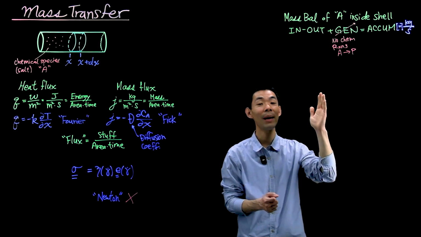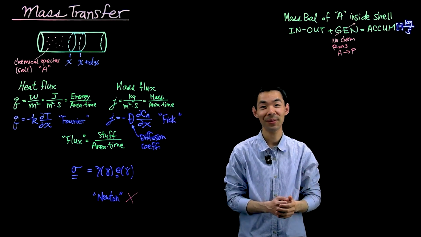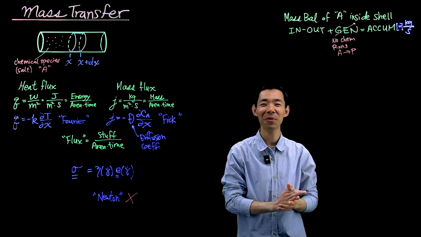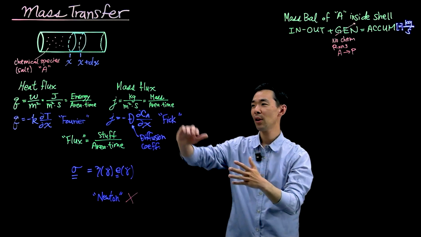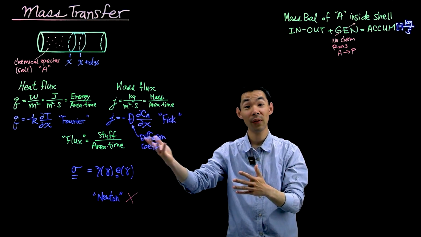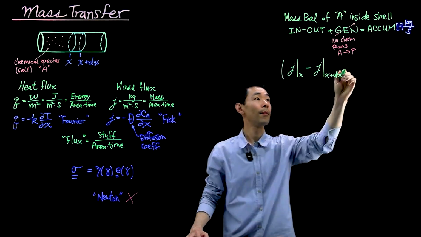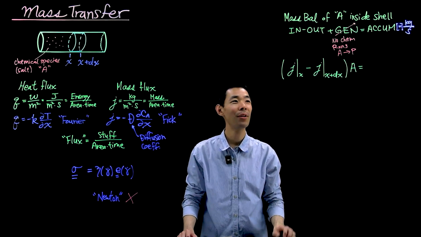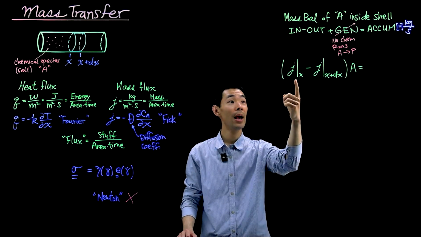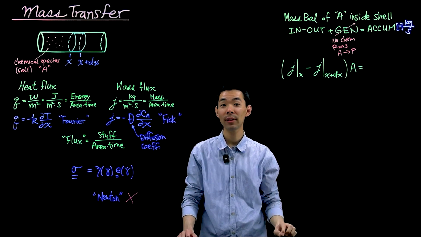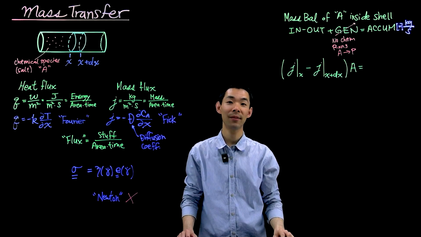This is the field of chemical kinetics and catalysis. Again, bread and butter of chemical engineering. Now, let's write down our in minus out because we already figured out that we know what the flux is. So let's write that down. Okay. So in minus out is simply the mass flux of the chemical species A at the x face minus out the x plus dx face.